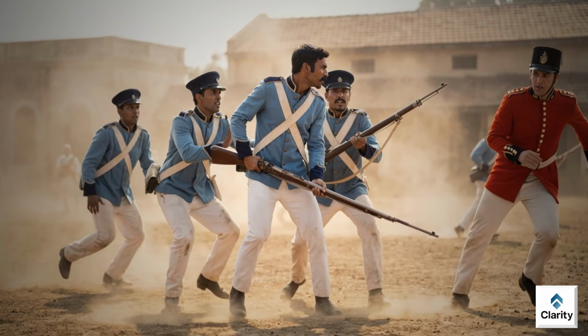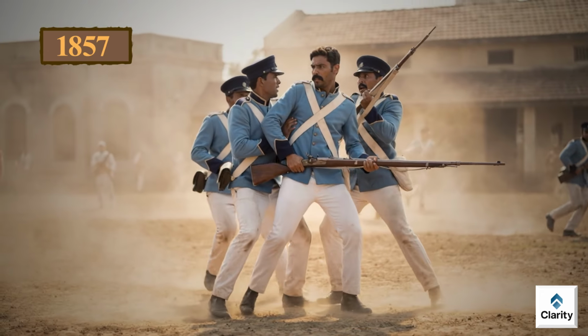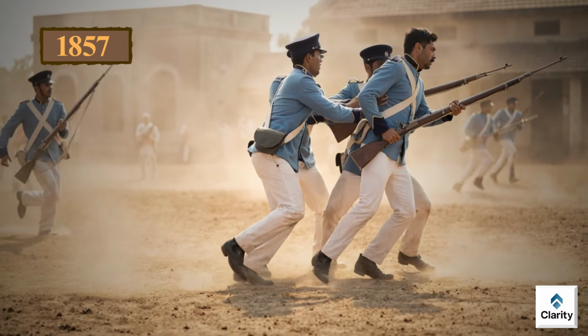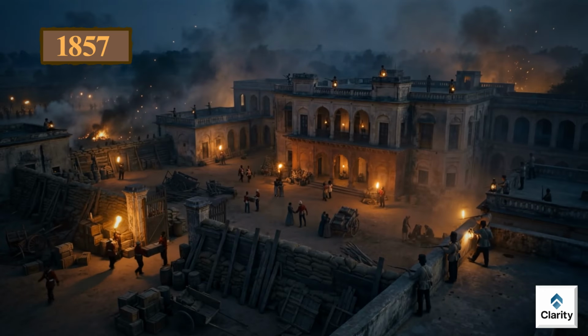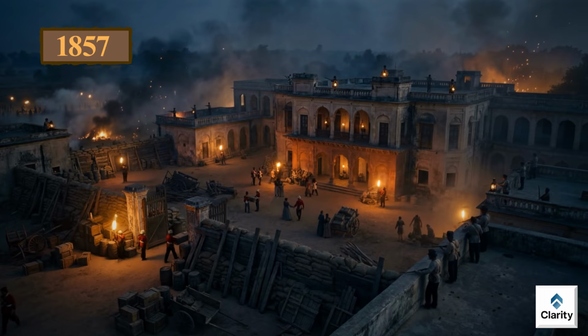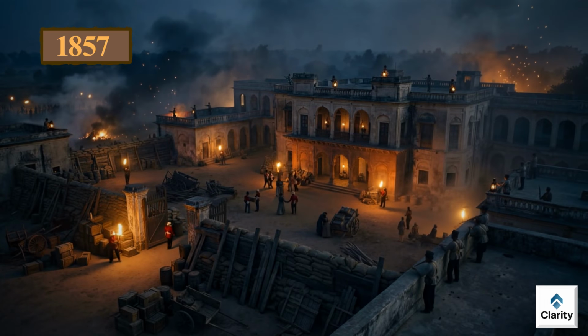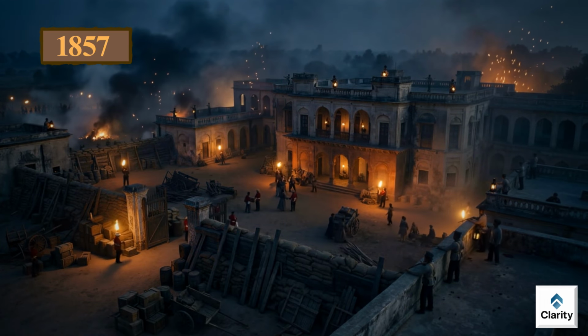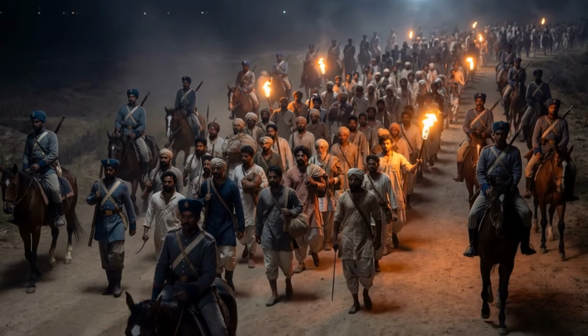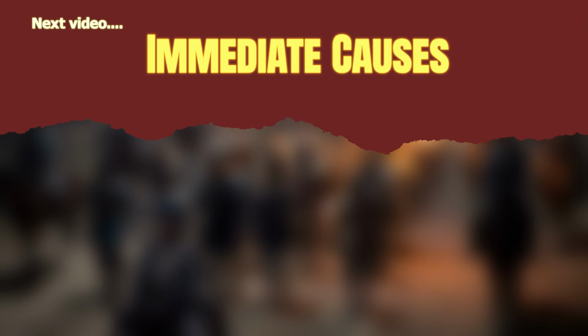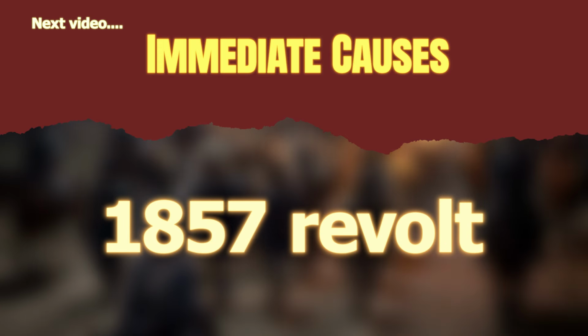So when the army spark happened in 1857, it did not stay inside the cantonment. It spread into towns and villages very fast. The revolt looked sudden, but the causes were building for years. That is all about this video. In the next video, we will cover immediate causes that led to the 1857 revolt.